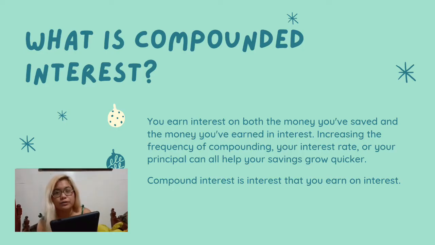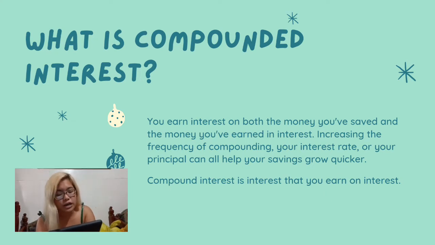So what is compound interest? You earn interest on both the money you saved and the money you earned in interest. Increasing the frequency of compounding, your interest rate or your principal can all help your savings grow quicker. Compound interest is interest that you earn on an interest.